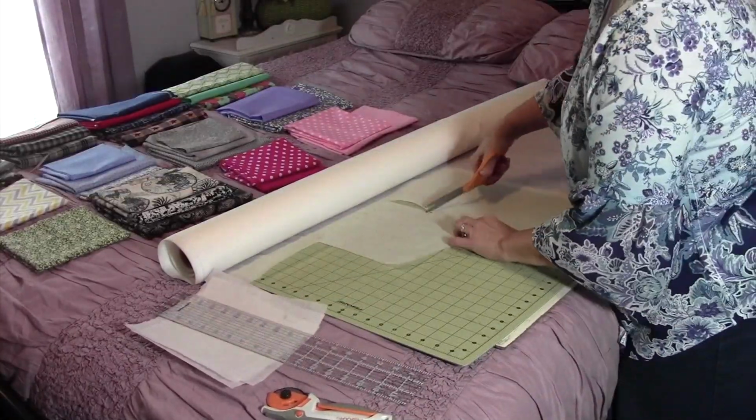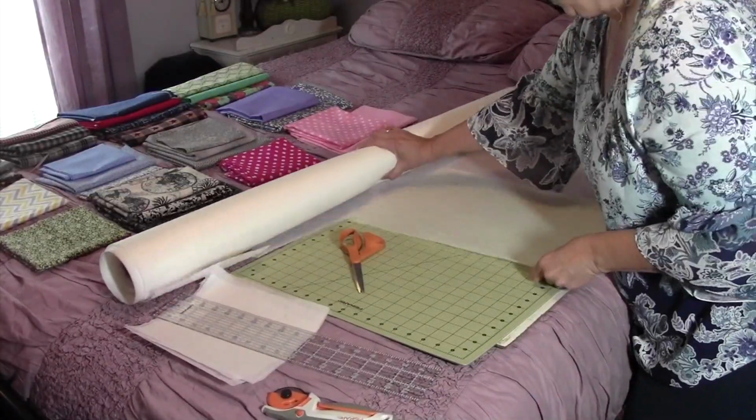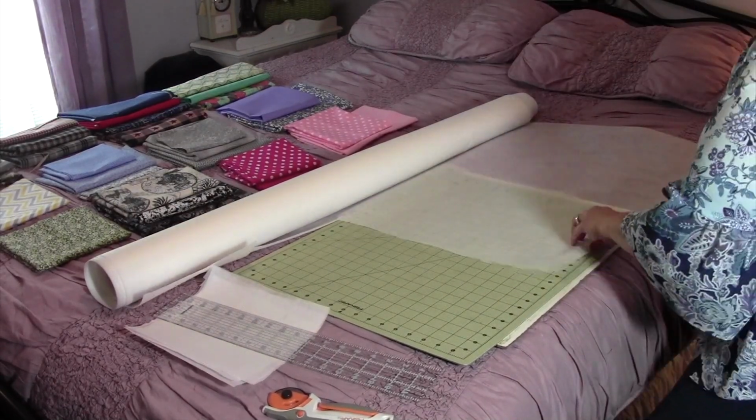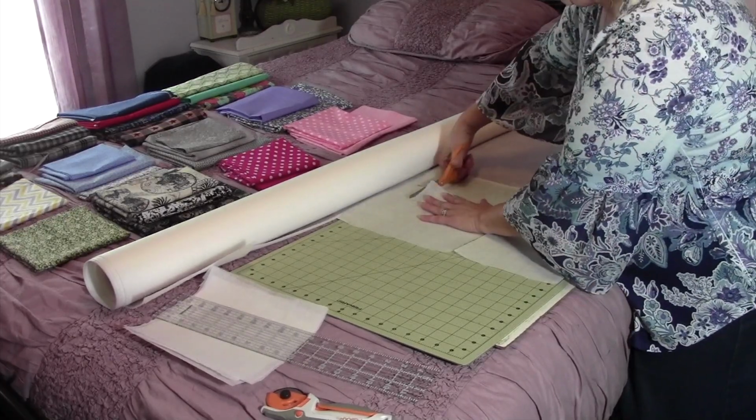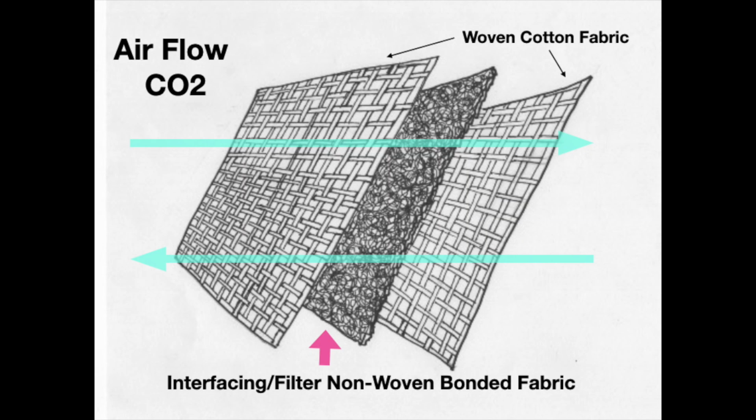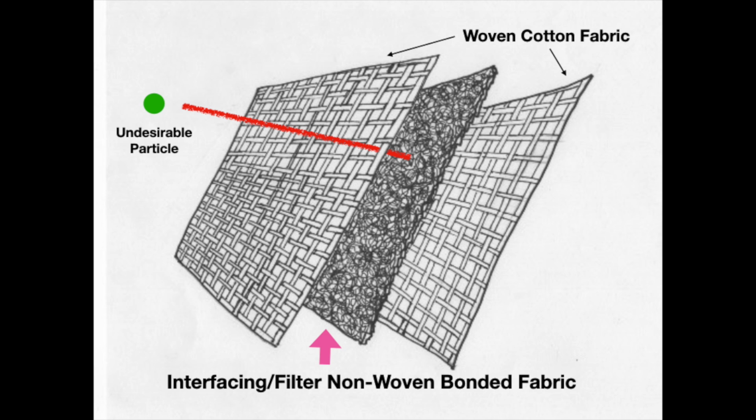And so I was like, why? What's different about interfacing? So I started looking up interfacing. The non-woven interfacings are made of a bonded fiber, which creates an additional layer to block particles that might slip through the woven fabric, because the woven fabric is going to have tiny little holes. There are many types of interfacing.